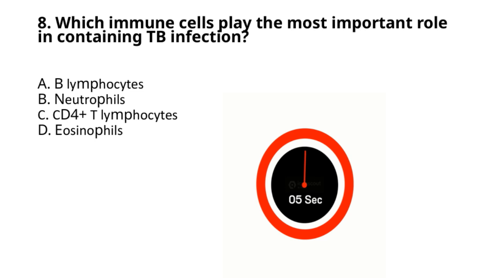Connecting this back to our overall theme, understanding these immune responses helps us grasp why certain immune deficiencies make TB more dangerous and guides us toward better treatments and vaccines.